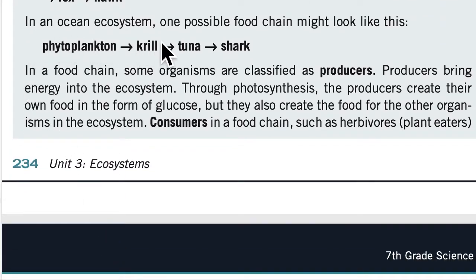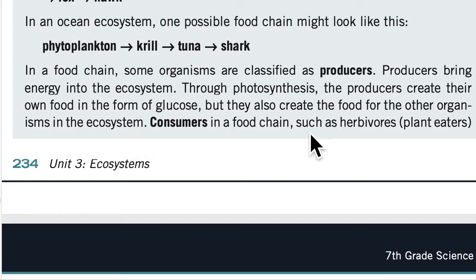In an ocean ecosystem, one possible food chain might look like this: phytoplankton, krill, tuna, shark. In a food chain, some organisms are classified as producers. Producers bring energy into the ecosystem. Through photosynthesis, the producers create their own food in the form of glucose, but they also create the food for the other organisms in the ecosystem.